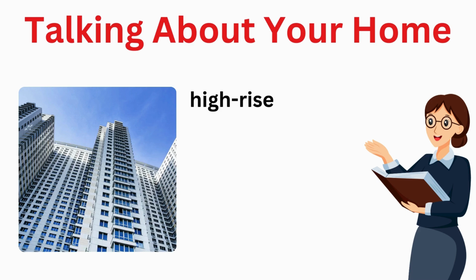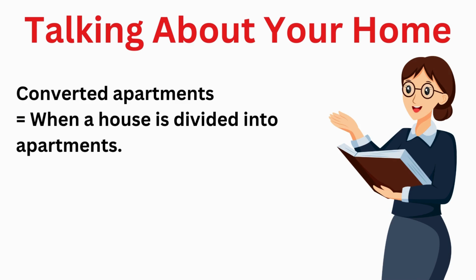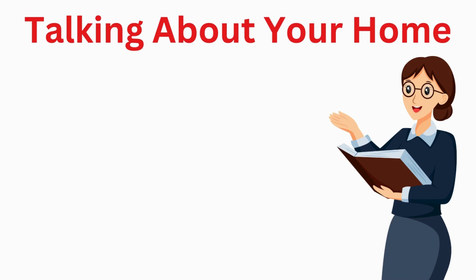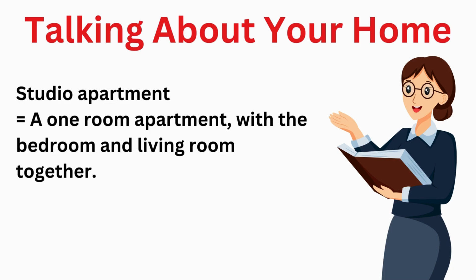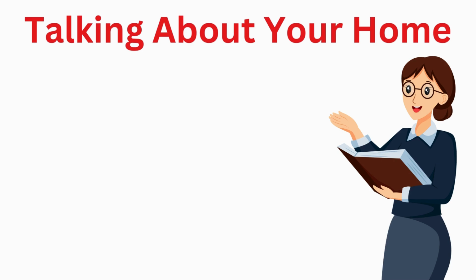If you live in a very tall apartment building with many floors, you can say you live in a high-rise in American English or a tower block in British English. Sometimes a house is divided into apartments. These are called converted apartments. Apartments come in many different sizes. If an apartment just has one room, which is a bedroom and living room together, it's called a studio. Of course, you can also have bigger apartments, a 2-bedroom apartment, a 3-bedroom apartment, and so on.